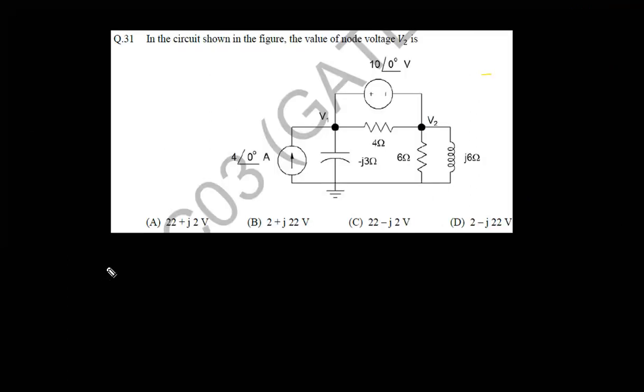Now moving to the next question. In the circuit shown in the figure, the value of node voltage V2 is, right? Value of node voltage V2. So we can write the node equation at this point. So V2 by 6, right?